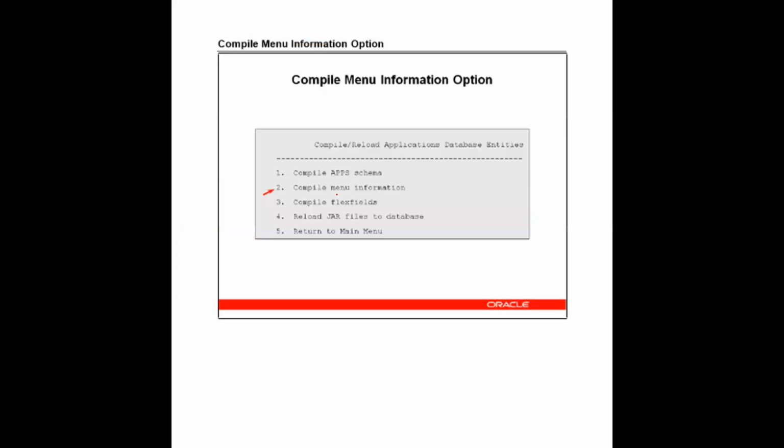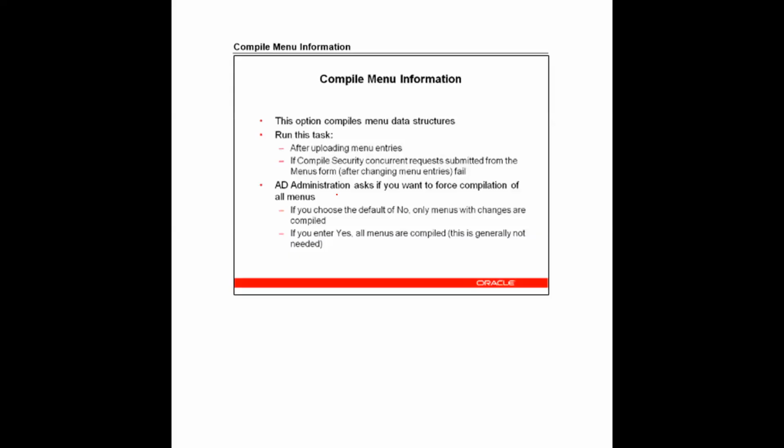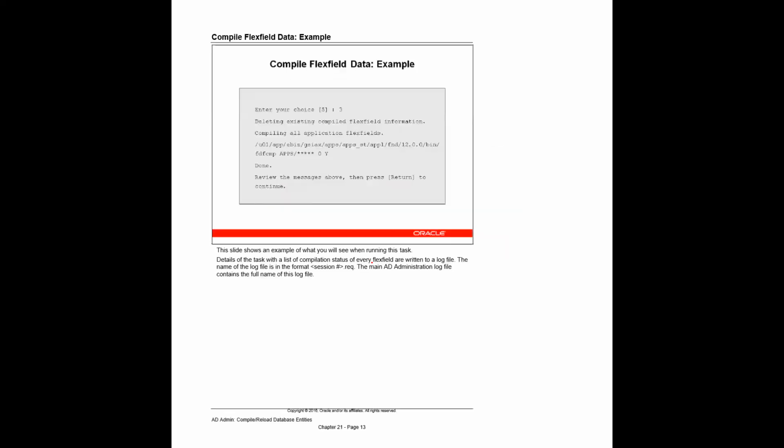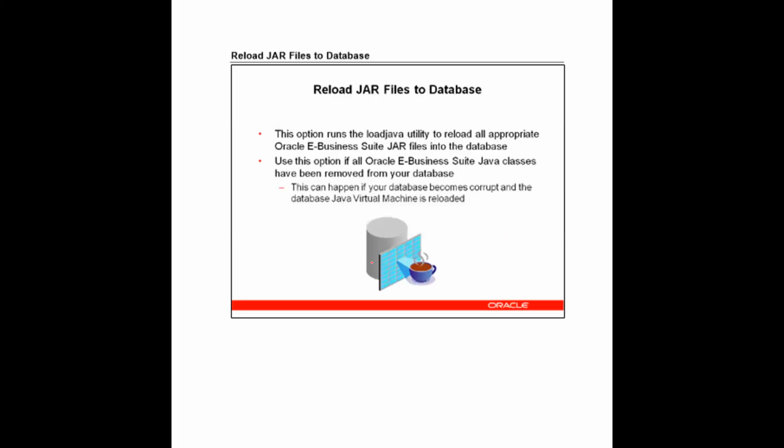Yeah, compile app schema, compile menu information. We have seen, mostly compile menu information, as I told you, you run this task after loading menu entries. We don't load them, so only when Oracle Applications says so, you run compile menu information and compile flexfield information. Reload jar files: if you feel your database has become corrupted because of Java class files, you open an SR, then Oracle tells you to run this, and then you reload the jar files.